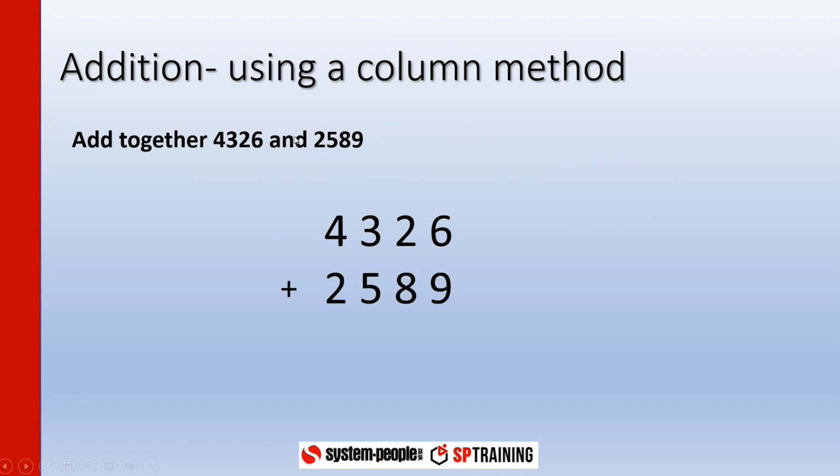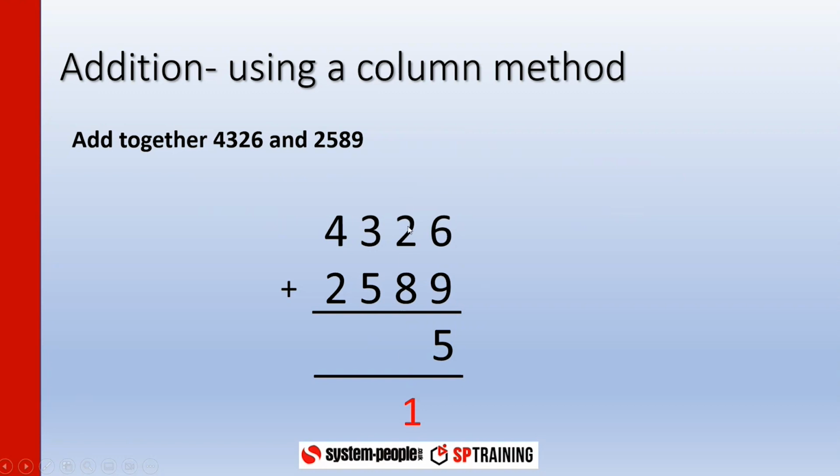We're going to make sure that we've got all our units in our units column, tens in our tens column, in line, hundreds in our hundreds, and thousands in our thousands. And we're going to add them together. We're going to start with our units. So we always start at the right hand side of the sum. 6 plus 9. We add them together, we get 15. So I put 5 in the units and I'm carrying over the 1 into the tens column.